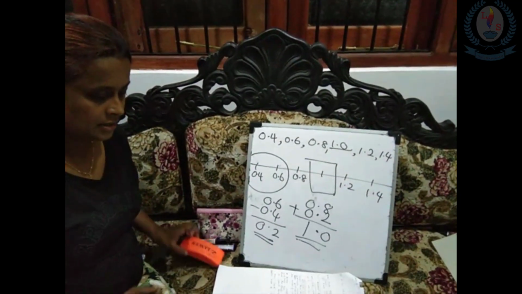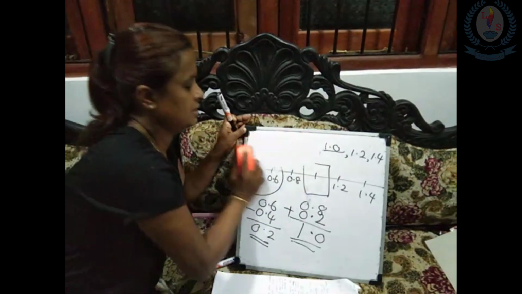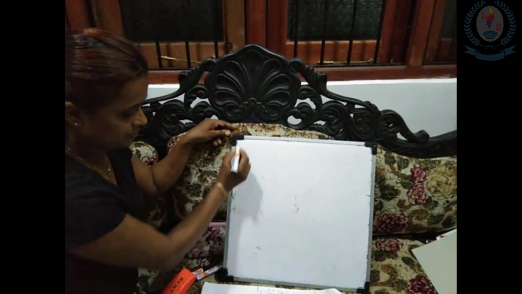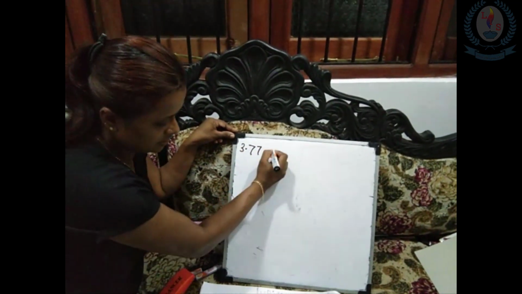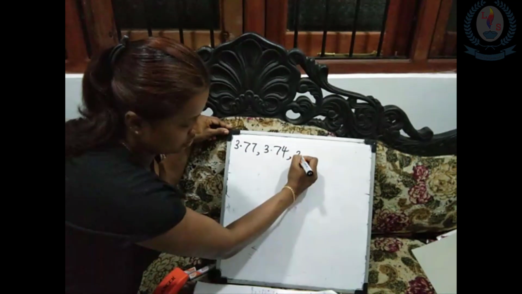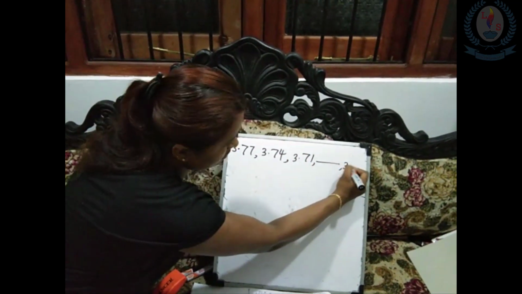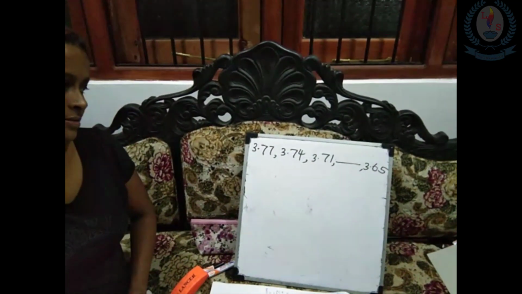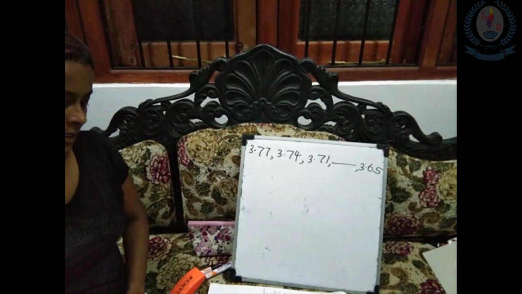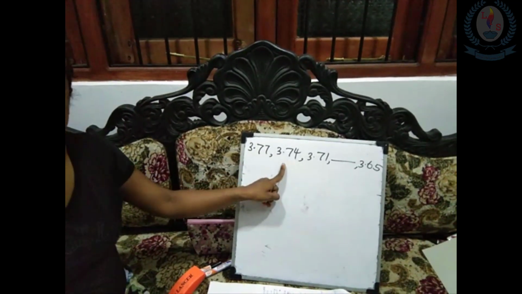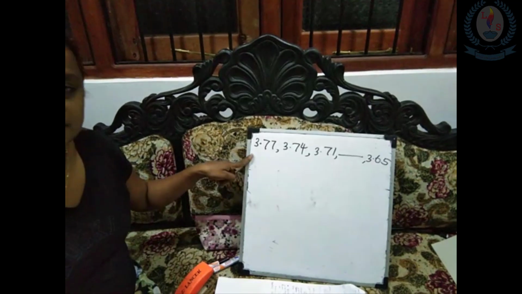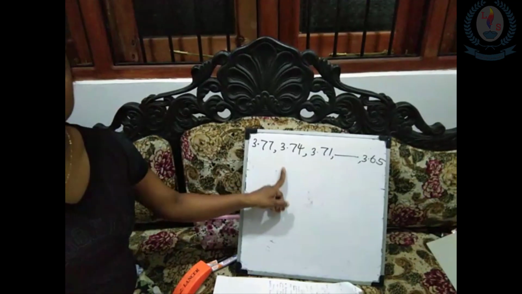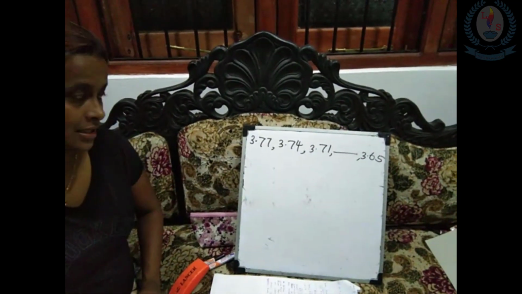Let's complete another number pattern like this. Now look at this number line. There's another number pattern: 3.77, 3.74, 3.71, 3.65 here. Okay. Now look at the number pattern. Here, the second decimal is smaller than the first one. It means the value is decreasing. Here we have to count back.